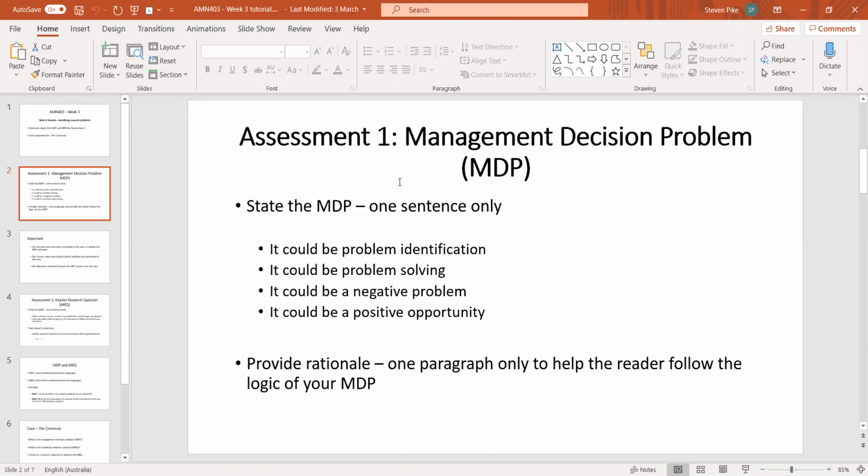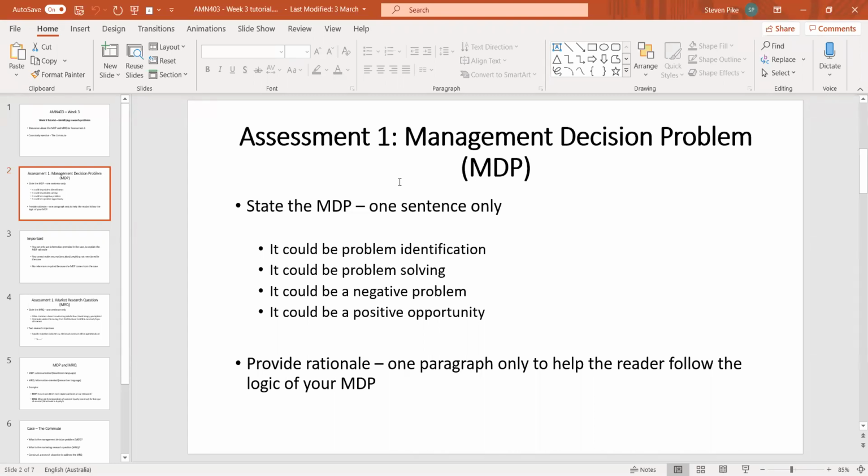That rationale doesn't need to contain any references because the MDP can only come from the words written in that case. You won't find any external document that has relevant information in this case, so no references. That rationale is just to assist us to understand the logic of your MDP if it is different or slightly different to what we were expecting.